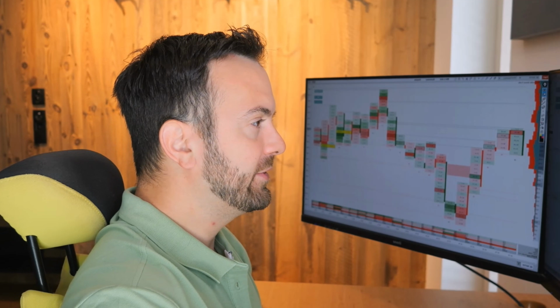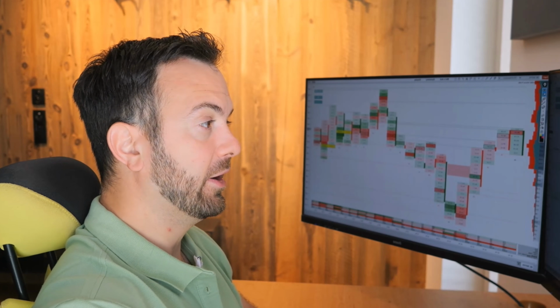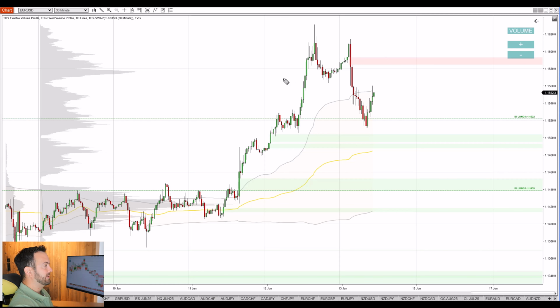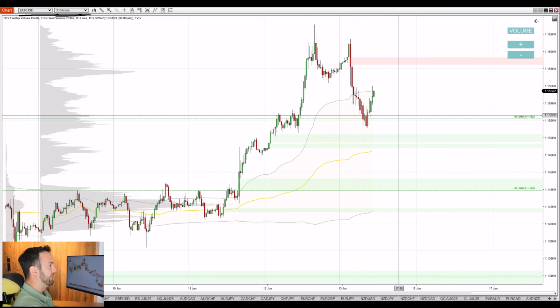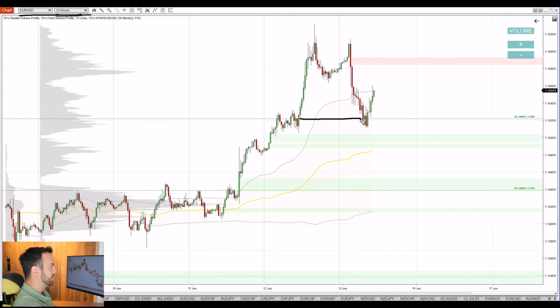So let me first show you a trade on the euro dollar. And what you see before you, this is NinjaTrader 8 platform with my custom-made volume profile and VWAP indicators. This is 30-minute chart of the euro dollar, and I want to show you a level that I took with the limit order, and it was this level at 1.1522.